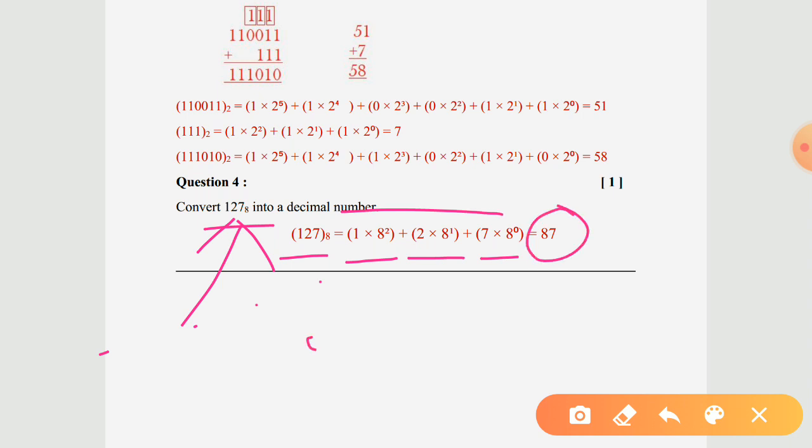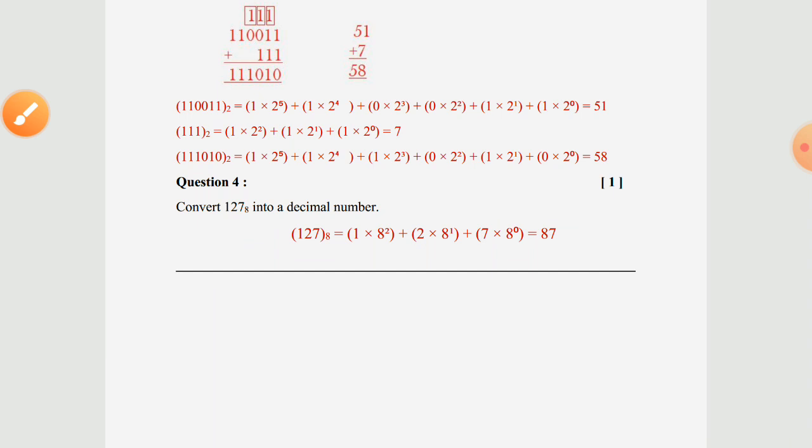So either you write down this 87 or you can write down this 87 with the base 10. Both the things are equal. Okay, now just for your understanding purpose, I am giving you one thing: convert 127 into a decimal number and then convert the decimal number into binary.